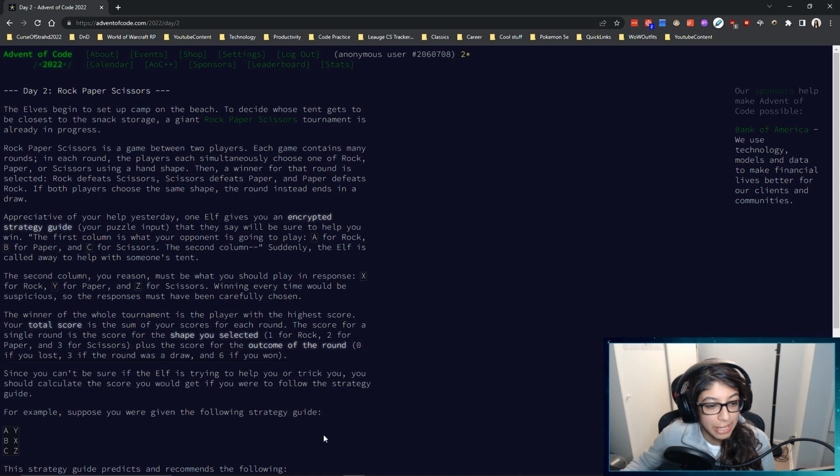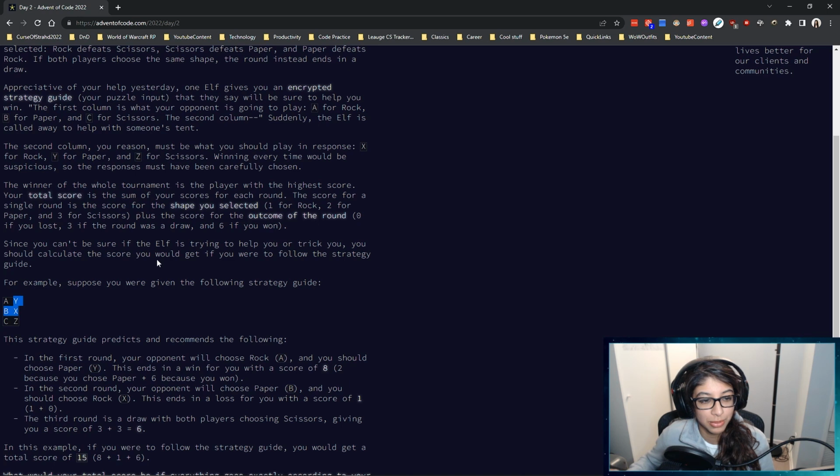So the rules of the game are, depending on which thing you pick, rock, paper, or scissors, you get a certain amount of points. So if you pick rock, you get 1 point. If you pick paper, you get 2 points, and then if you pick scissors, you get 3 points. And based on that result of what you picked, plus the outcome of the round, so win, lose, or draw, you get a certain amount of points. So 0 for lose, 3 for draw, and 6 for win.